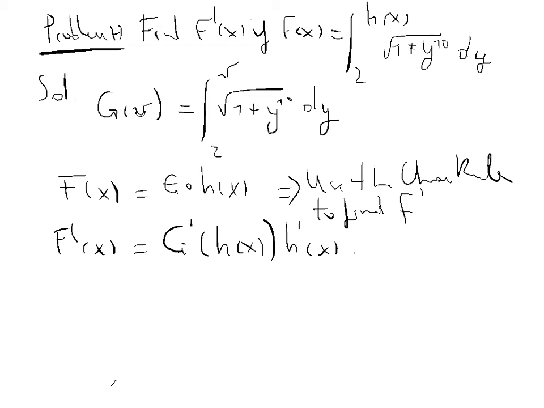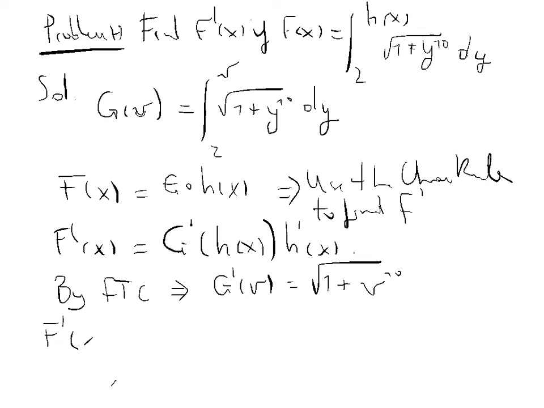Do we know what g prime is? Yes, we know it. And why do we know that? Well, notice g of v is a definite integral from 2 to v of a certain function. By the fundamental theorem of calculus, which is the most amazing and most powerful theorem in calculus, we can say that the derivative g prime of v is equal to the integrand function, so the square root of 1 plus v to the 10th power. Therefore, we are basically done.